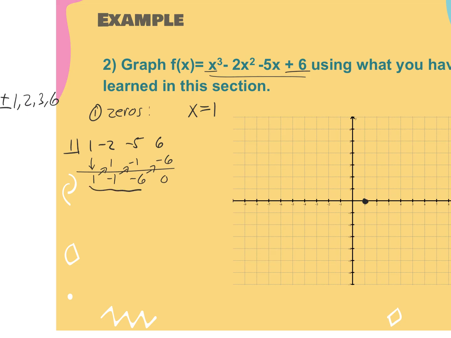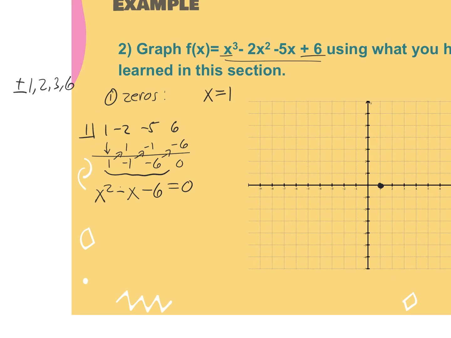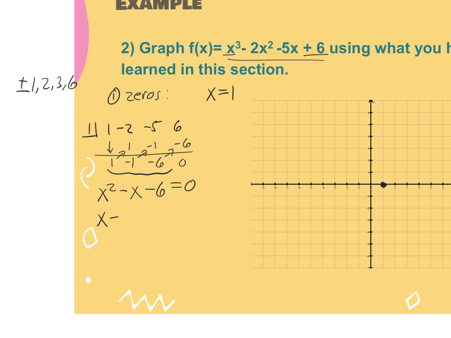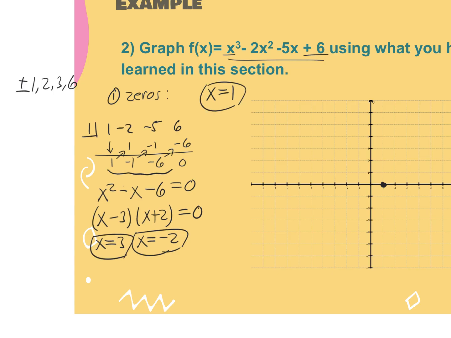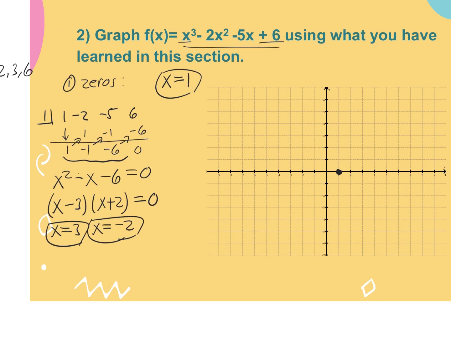Now with what's left over, I'm going to make a quadratic equation. So x squared minus x minus 6 equals 0. And this is factorable. This is going to get us an x minus 3 and an x plus 2 equals 0. So I get 2 more zeros at 3 and negative 2. All right. So we have 3 zeros. So 3 intercepts. I'm going to plot those points now.